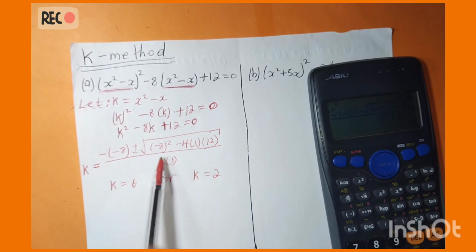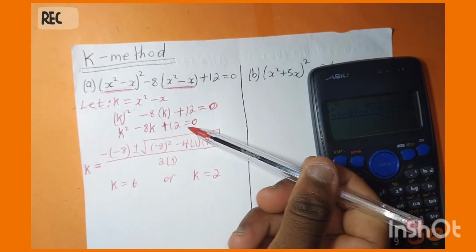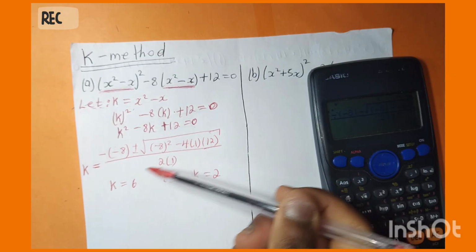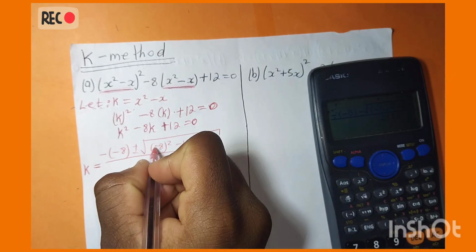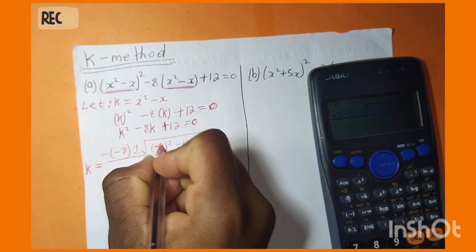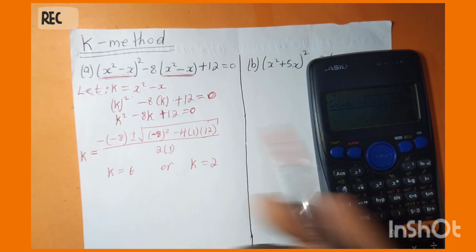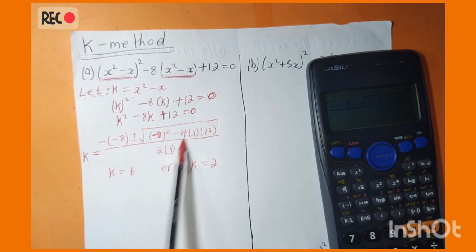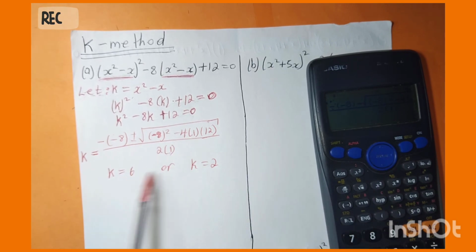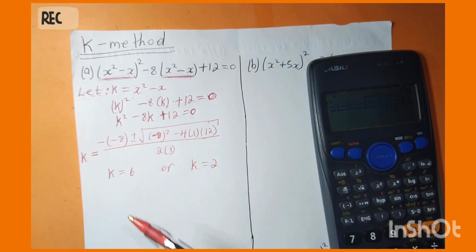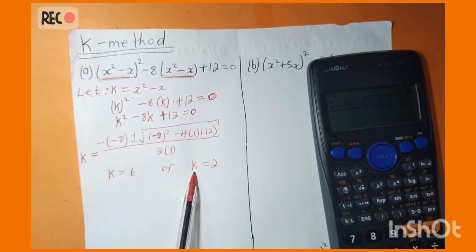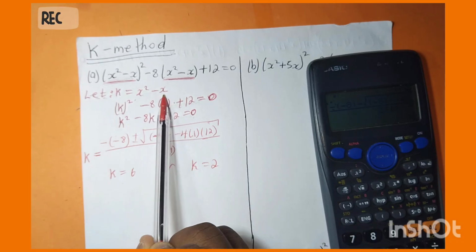But if this was a first question, and you see something like this, make sure that you factorize, and they won't tell you that they need you to factorize. But if it's a K method question, just apply the quadratic formula the way it is and get the answers. But now be careful here. You are not solving for K. You are solving for X.